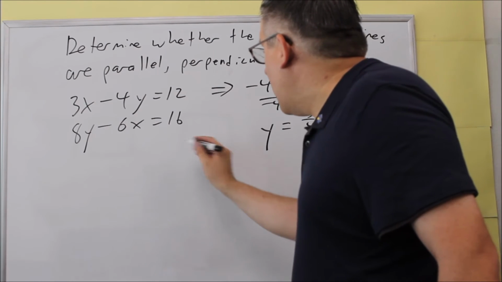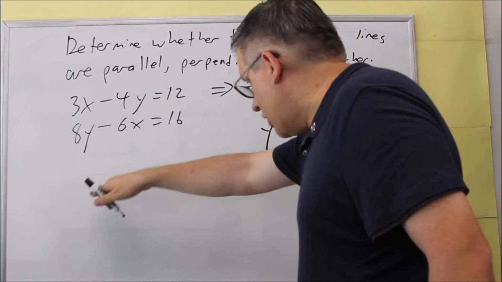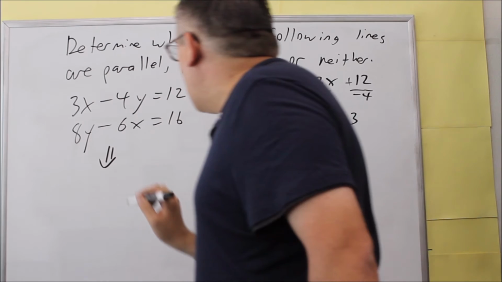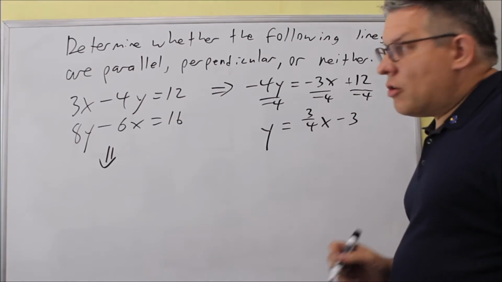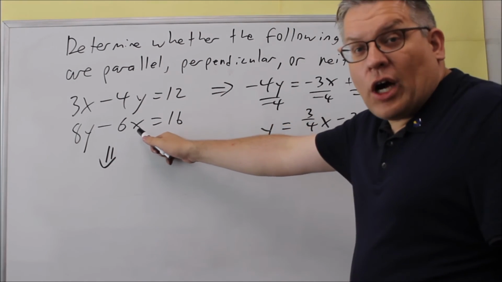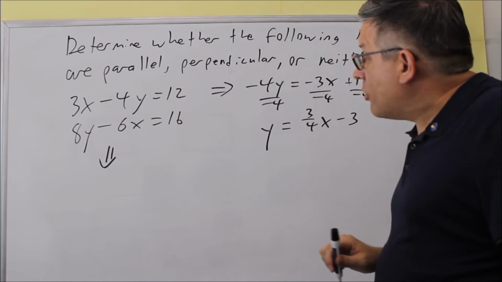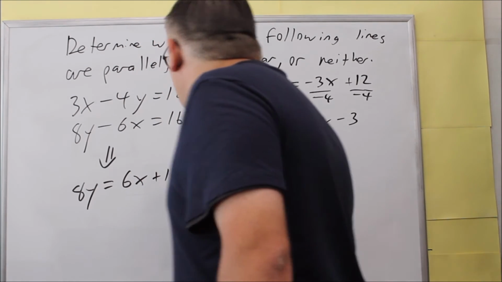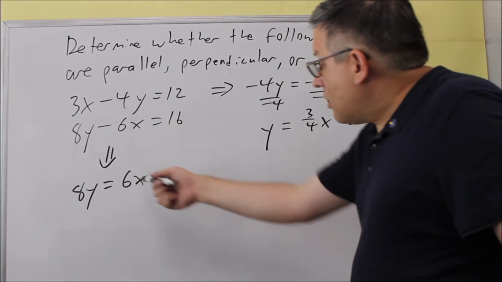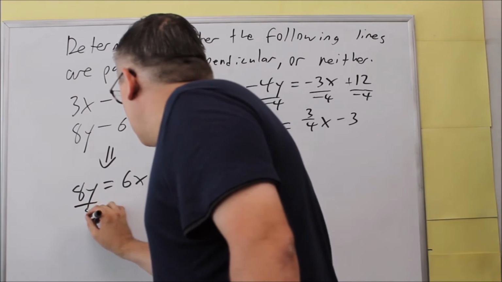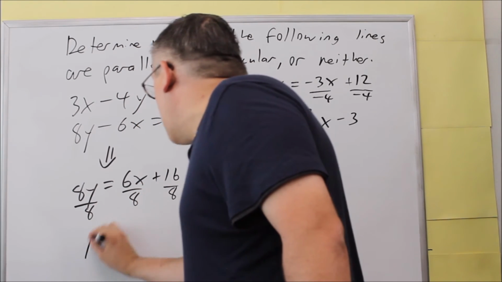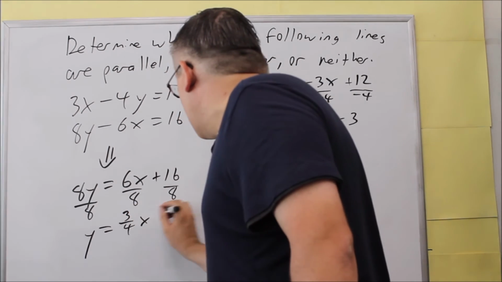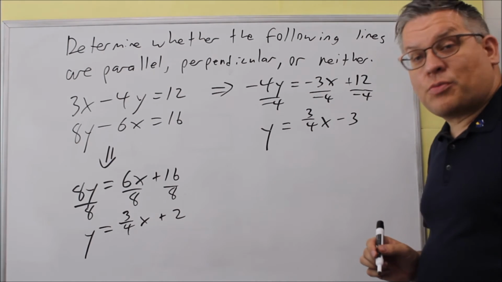Now, let's do this one right down below here. For this one, same idea. We want to leave the y on one side, so I'm going to add 6x over to the other side. So I get 8y is equal to +6x plus 16. Now I want to divide everything by 8, and then I want to reduce that. 6 divided by 8 is 3/4. So I get 3/4 x plus 2.